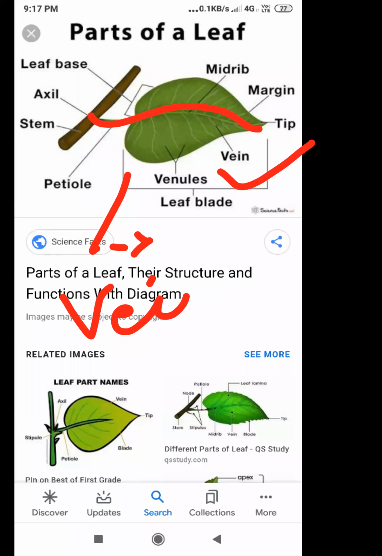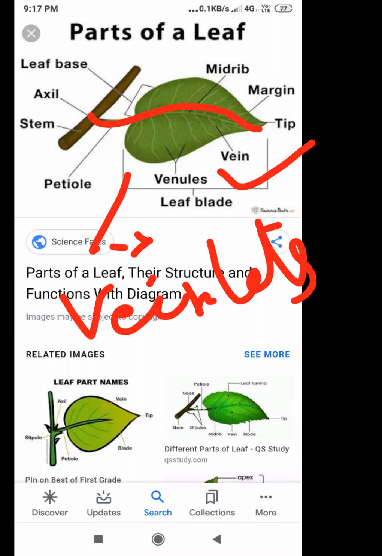So this is the structure of the leaf. The leaf is dorsiventrally flattened. The central, middle line of the leaf is called midrib. Midrib gives rise to branches called veins. Veins give rise to branches called venules or veinlets. So this is about the external structure of the leaf.